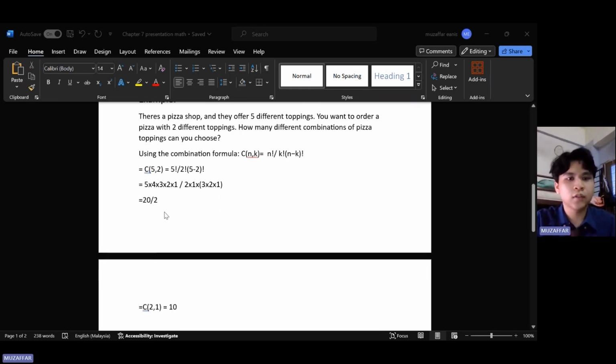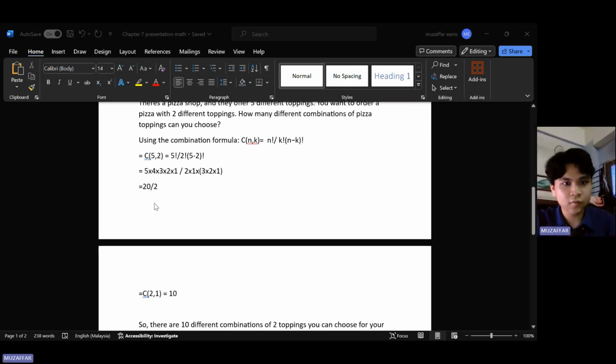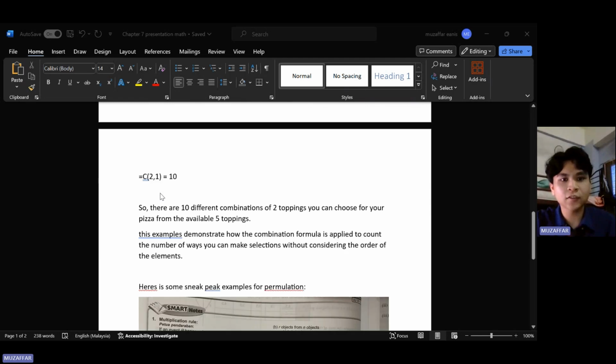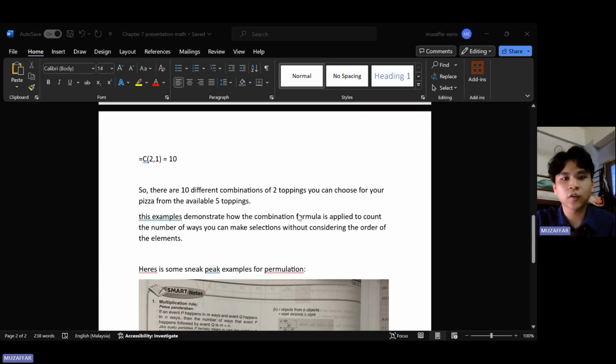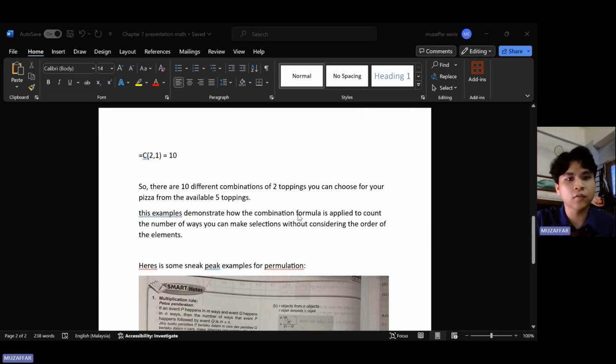So when we add up, we got 5 times 4 and 2 times 1. So it became like this: 20 divided by 2, and the end result is 10. So there are 10 different combinations of 2 toppings you can choose for your pizza from the available 5 toppings. This example demonstrates how the combination formula is applied to count the number of ways you can make selection without considering the order of the elements.